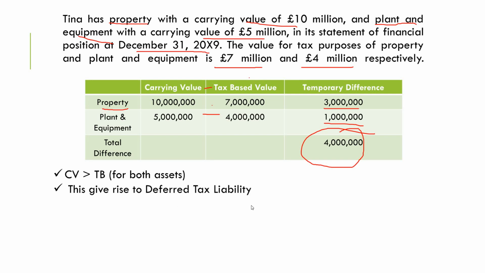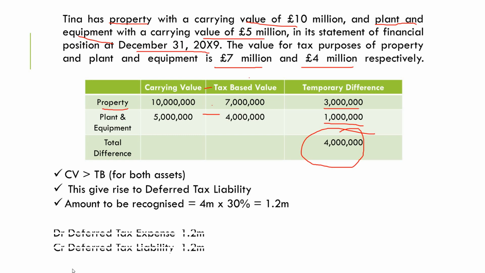Next, you must know how much I should post under this deferred tax liability account. You have to multiply by the tax rate of 30%, and the amount to be recognized is 1.2 million pounds. So this is the double entry that you have to make: debit the deferred tax expense by 1.2 million and credit the deferred tax liability. Always remember, since this indicates an increase in liability, it will also increase your expenses.